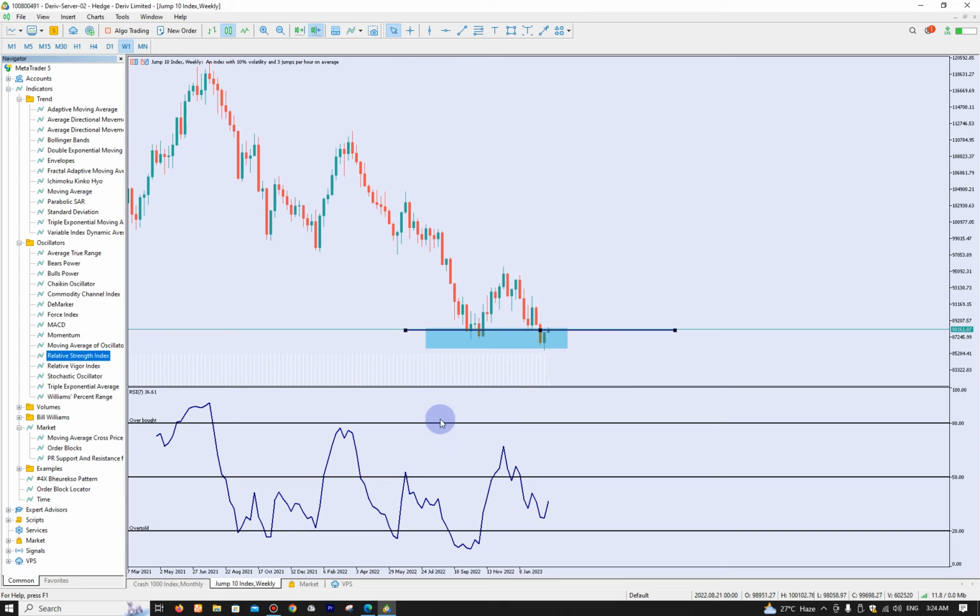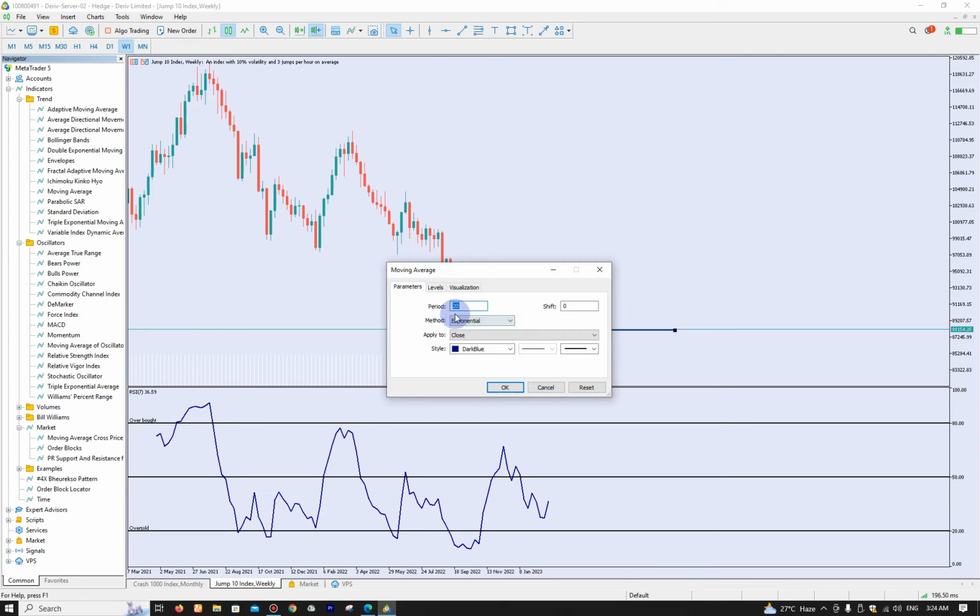Now if you look at what is happening on the weekly time frame, I also like using a moving average on my indicator window 2, and this is how I set my moving average down there. I like using period 12 and exponential. This is how I set my moving average, no level, and I give it a color of my choice. I like using the green color.